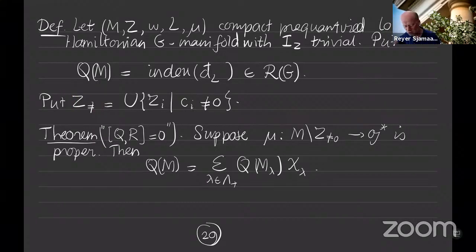Now I need to put in an assumption. Even if my original manifold is compact, if I leave out this divisor, this moment map may no longer be proper. So I need to put that in as an assumption. But if that holds, then my virtual character decomposes, in the usual way, as in the Meinrenken theorem, as a direct sum of irreducible characters where the multiplicities are given by the symplectic quotients.